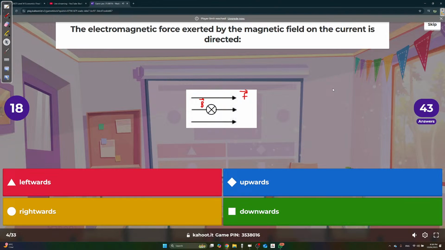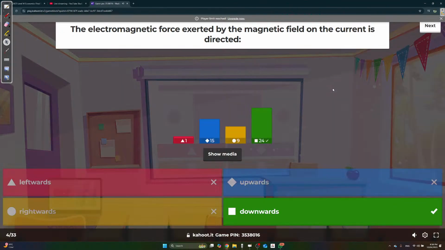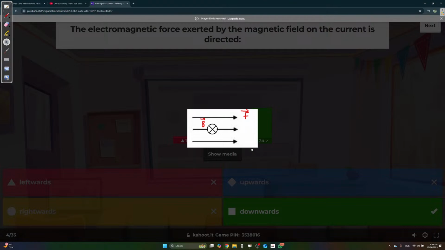I actually forgot this answer. I need to take a look at this one again. Okay, so 24 people put downwards, 15 people put upwards. Okay, let's take a look.